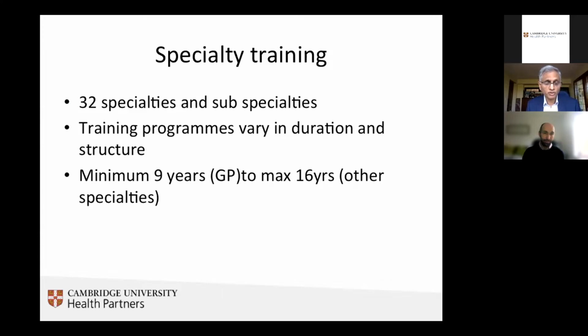The training programs, of course, vary in duration and structure depending on the type of specialist that you want to be. But the key point really is that it takes a long time to train a doctor, a minimum of 9 years for a general practitioner to a maximum of 16 years for other specialties, both secondary and tertiary specialties. So any changes in training take a long time to filter through.